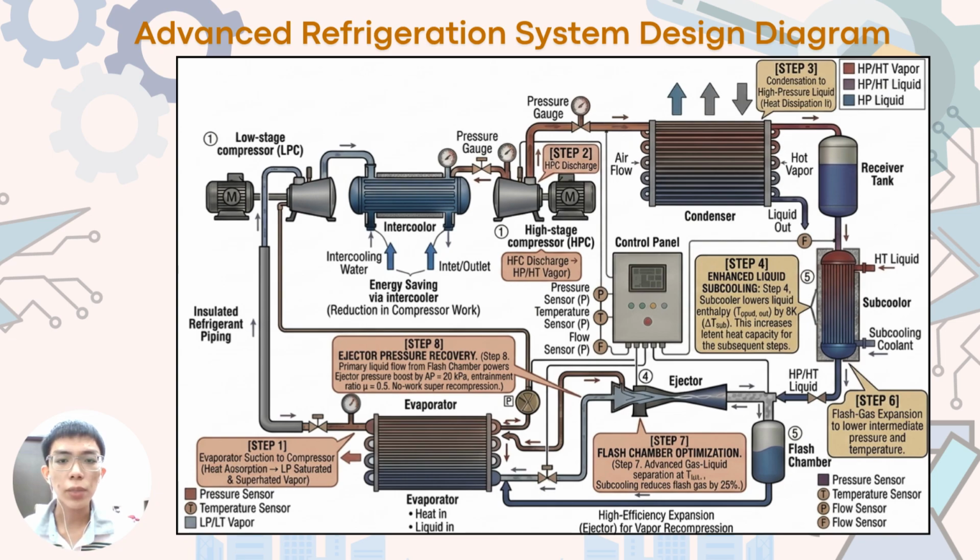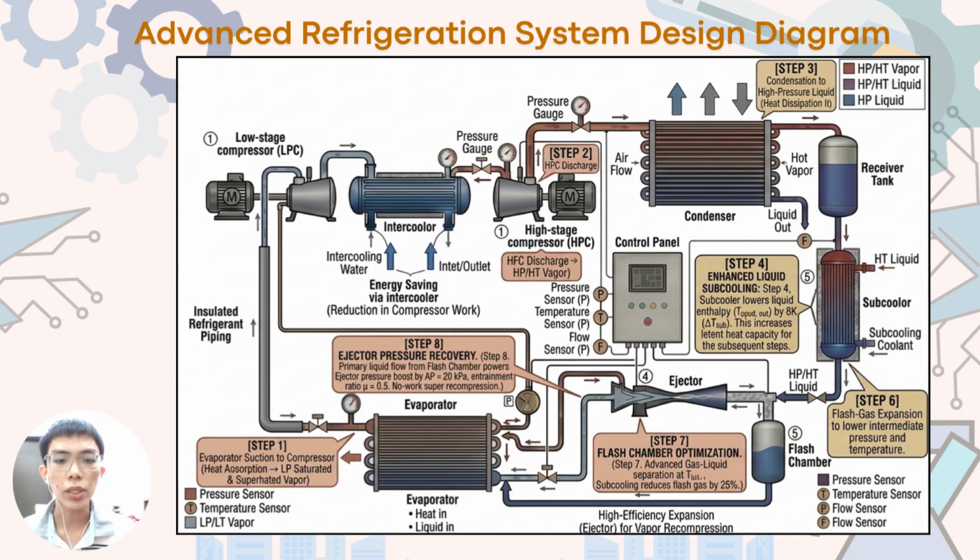The refrigeration system begins with low-pressure vapor from the evaporator entering the low-pressure compressor, where it is compressed to an intermediate pressure. The discharged vapor is cooled in an intercooler, reducing its specific volume and lowering the work required for subsequent compression. The vapor then enters the high-pressure compressor, where it is further compressed to the condenser pressure and condensed into a high-pressure saturated liquid. This liquid undergoes additional cooling in a subcooler, significantly reducing its enthalpy and enhancing cooling capacity.